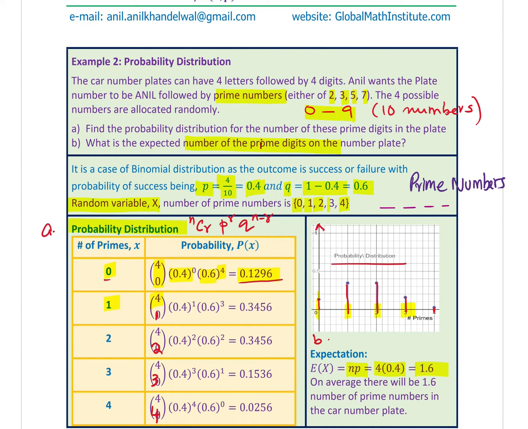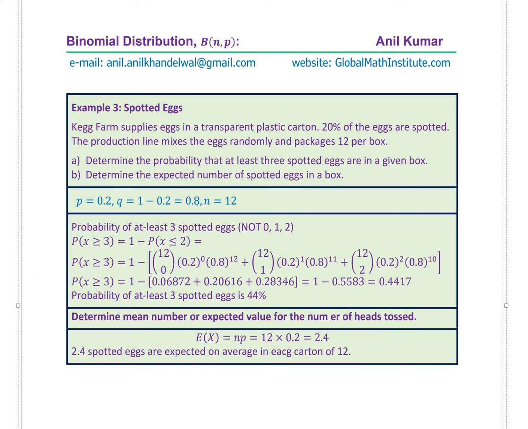Let's move on and take the next example, which we're calling spotted eggs. Keg Farm supplies eggs in transparent plastic cartons. 20% of the eggs are spotted. The production line mixes the eggs randomly and packages 12 per box. Part A: determine the probability that at least 3 spotted eggs are in a given box. And B: determine the expected number of spotted eggs in a box, right?